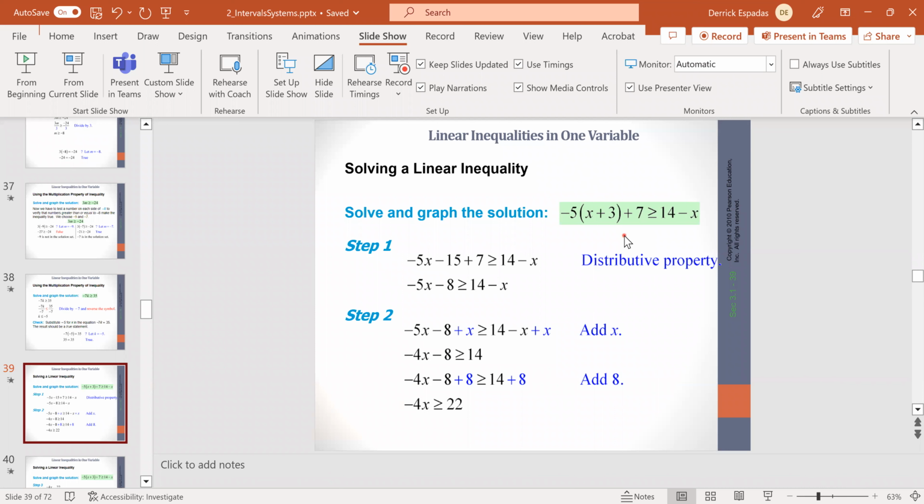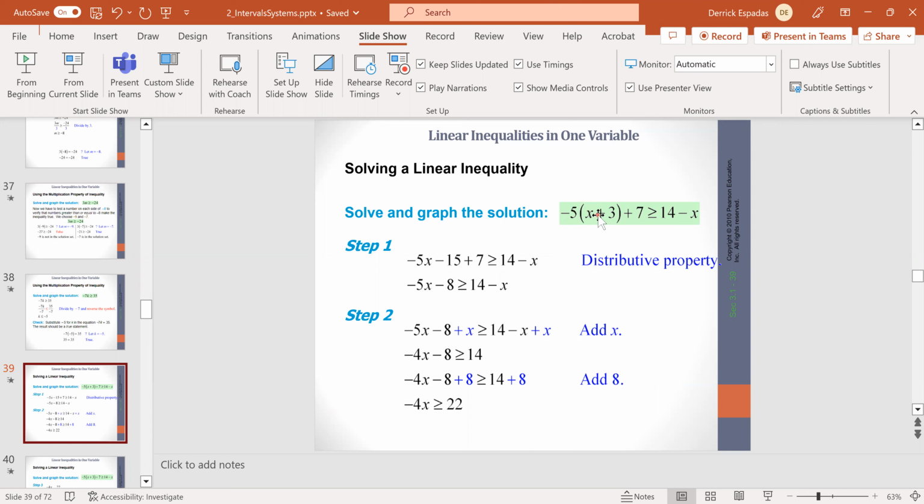We're going to start off by distributing so we can see things clearly, all spread out. The parentheses here mean multiplication, so we're going to multiply this negative 5 by each of the items inside the parentheses.